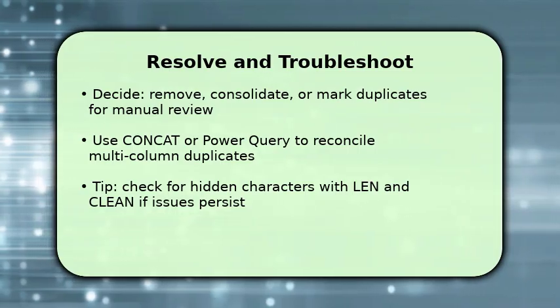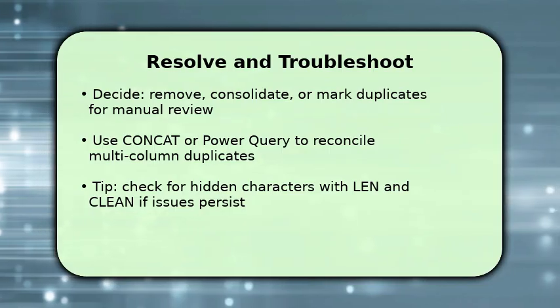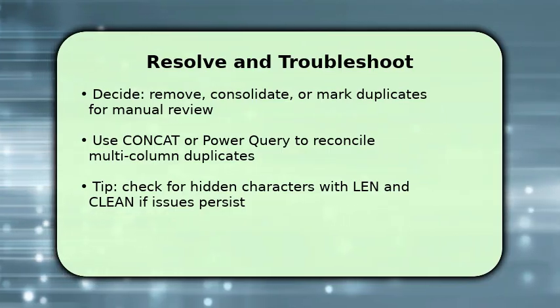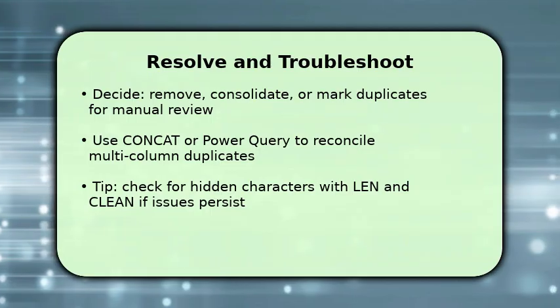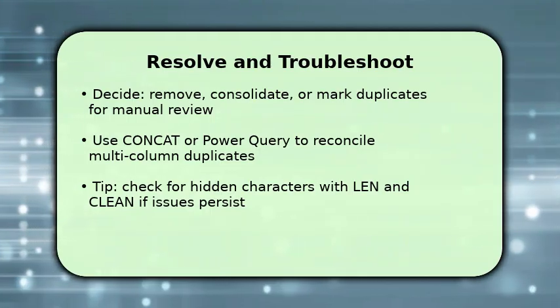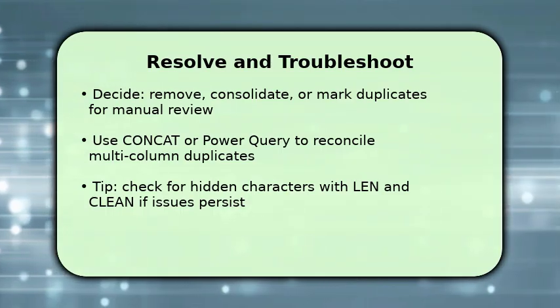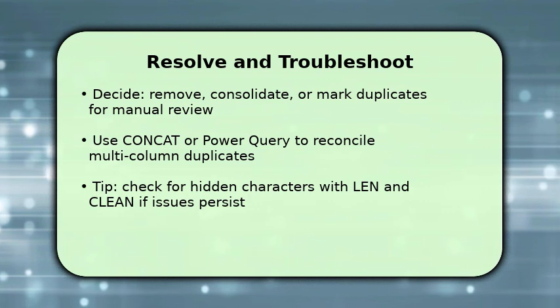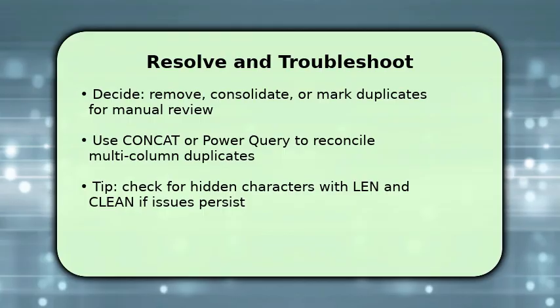For multi-column duplicates, use Power Query or create a concatenated key with CONCAT to compare rows reliably. Once done, double-check results with a final COUNTIF or UNIQUE comparison to confirm no unintended removals. If something looks off, inspect LEN and CLEAN on suspect cells for hidden characters. Make sure to revert to your backup if you need to recover original data.